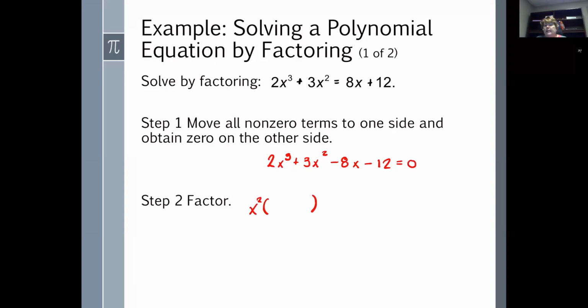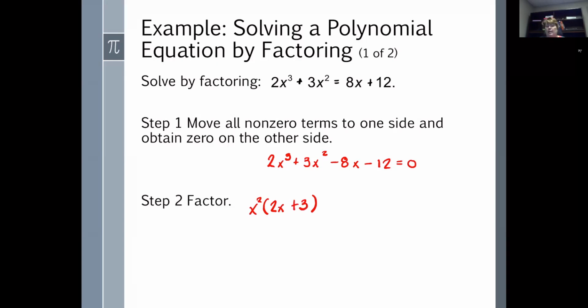When I factor an x squared from a 2x to the third, what do I have left over? All I have left over is 2x. And I can check that to make sure it's correct by doing a quick distribute. Does x squared times 2x equal 2x to the third? Yes. All right, now I'm going to factor the x squared from the plus 3x squared. If I factor an x squared from plus 3x squared, what I have left is a plus 3.